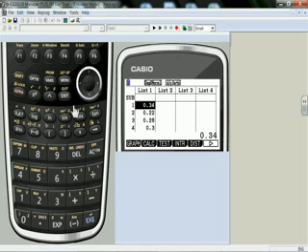That is episode 6 of Seemathrun. This was the statistics, advanced statistical features. Stay tuned. Next week we'll be looking at some of the other features of the Casio Prizm.